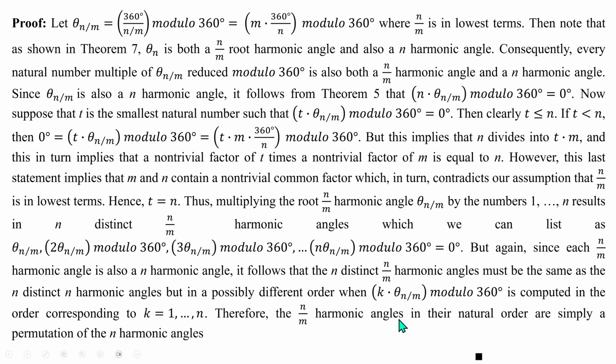Okay? Now, let me point out that if m is equal to 1, then theta sub n over m is just equal to theta sub n, and you get back your n over m harmonic angles in the same natural order as the n harmonic angles. In that case, we would still say it's a permutation. We just call it the identity permutation. That means we haven't changed the original ordering in any way. So even with m equal to 1, we'll still say that we get back a permutation of those n harmonic angles. It just may be the same permutation, the identity permutation.